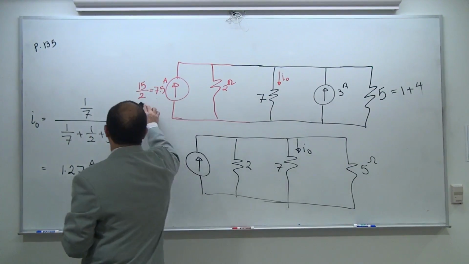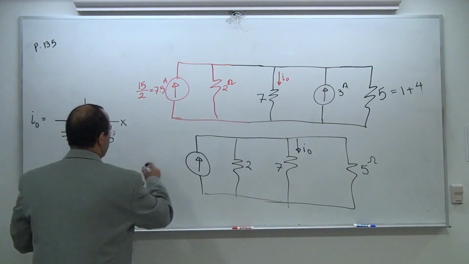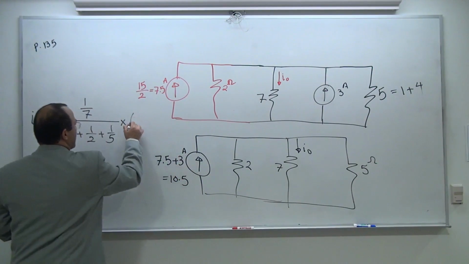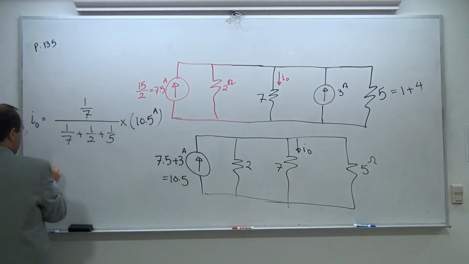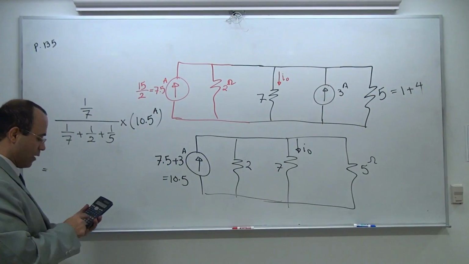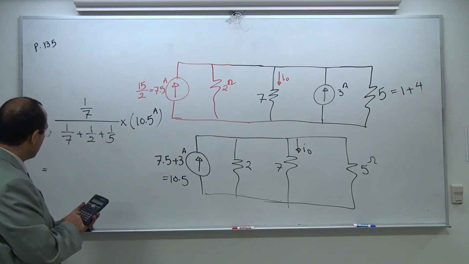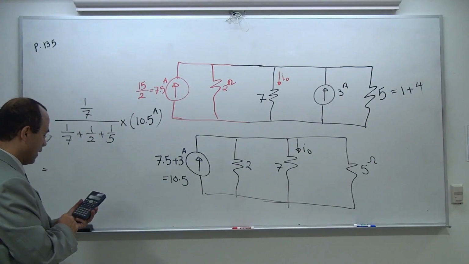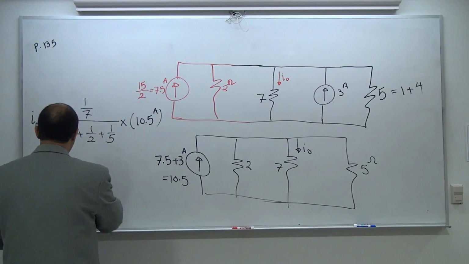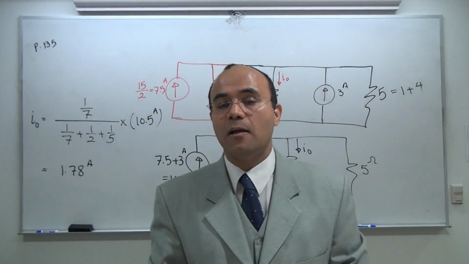Basically, I'm going to use the G rule. If you remember this is 7.5 plus 3 amp. That's going to be 10.5. And this one is going to give us the answer we are looking for. Let's calculate this. 1 divided by 7 divided by, please utilize the brackets, because often without the brackets we are going to be in difficult positions, times 10.5, we get 1.78. And that's what the textbook has already given us. The answer is there, 1.78.